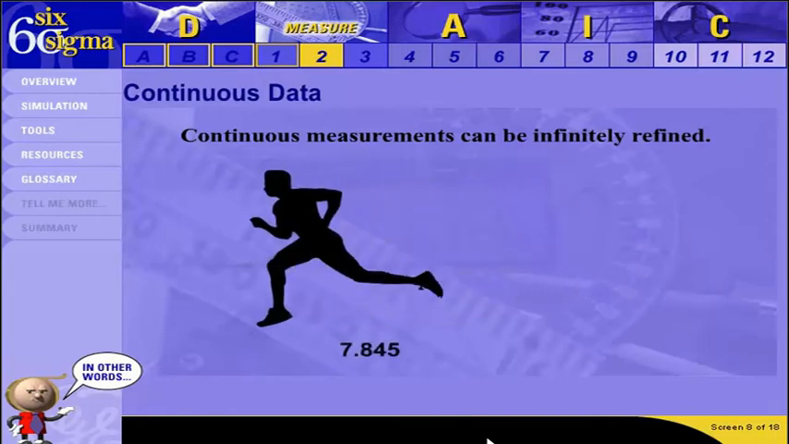Now that's detailed. And if you had the right tool to capture the measurement, you could refine that number even further. How far we refine a measurement depends on the needs of a given process. Oh, there's Siggy again. Click In Other Words to hear his explanation. Then click Next to continue.